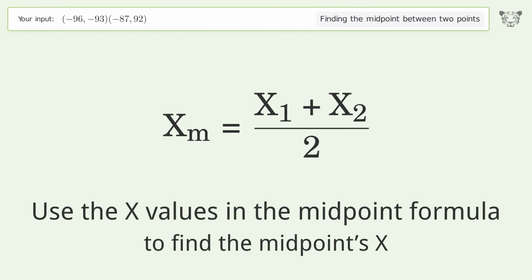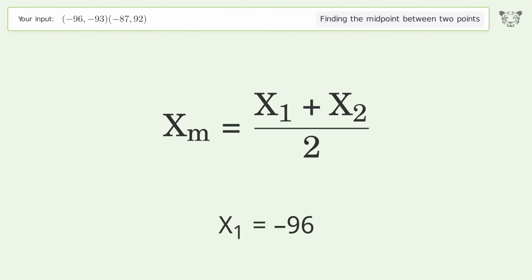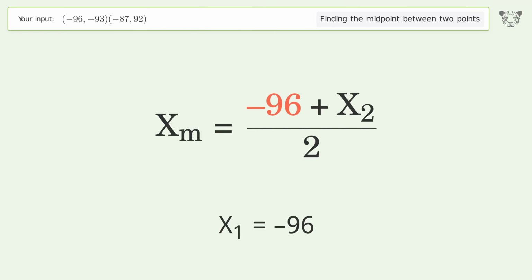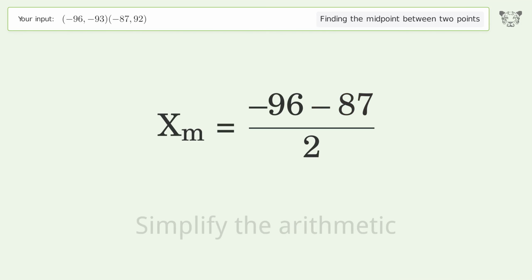Use the x values in the midpoint formula to find the midpoint's x. x1 equals negative 96. x2 equals negative 87. Simplify the arithmetic.